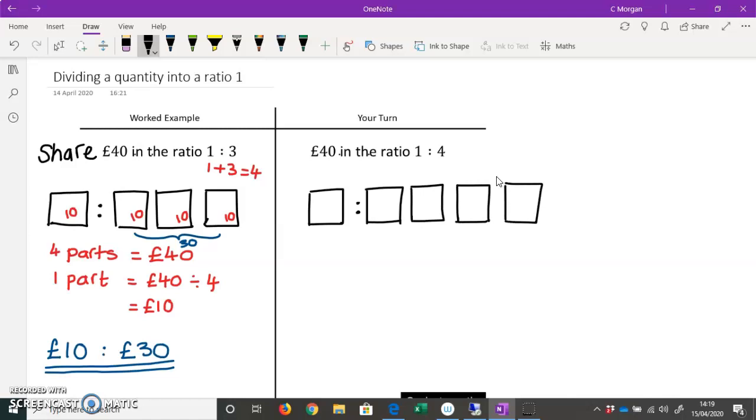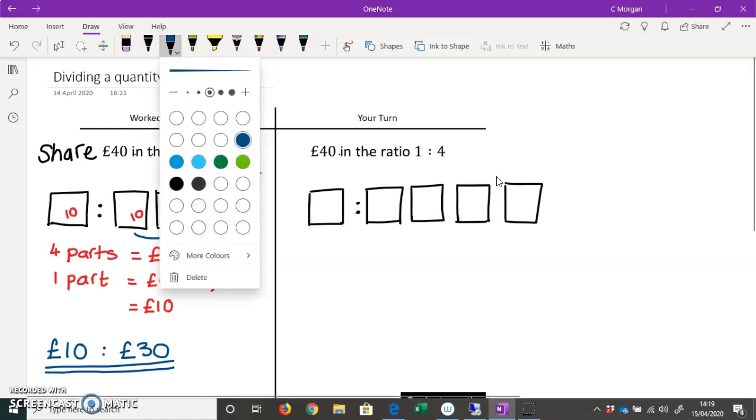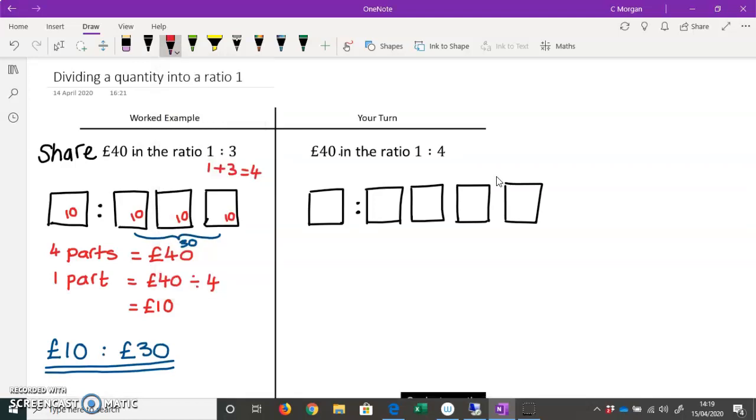So if I have a look at the number of parts I have in total, to get my red pen for this, I can see 1, 2, 3, 4, 5 parts altogether. And of course, I could look at my ratio and add the 1 and 4 together. That means I've got 5 parts in total. Okay. Now, the total amount is £40. So I know that 5 parts are going to be worth £40 altogether.